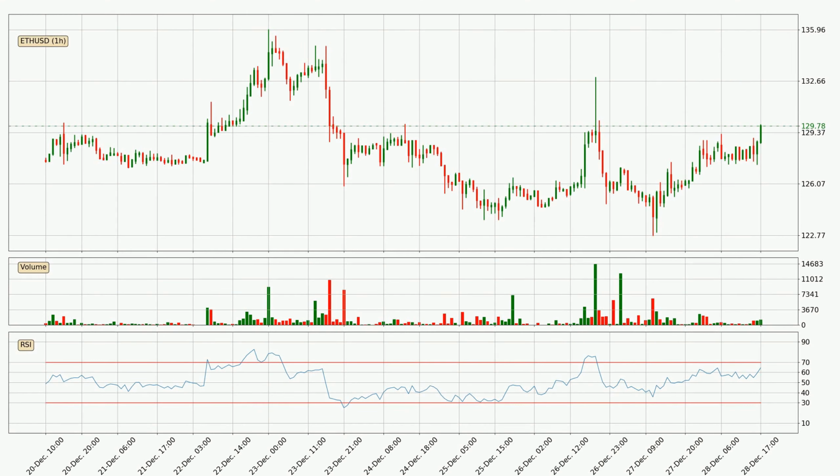Looking at the hourly relative strength index, the current hourly RSI is at 65, so it doesn't show signs of overbought or oversold conditions at this point.